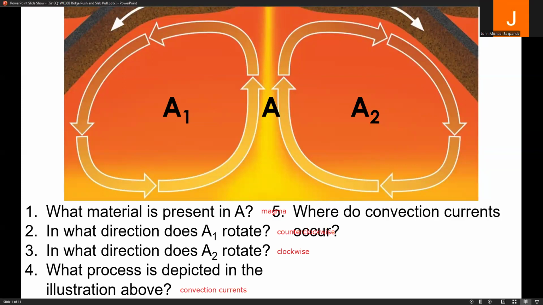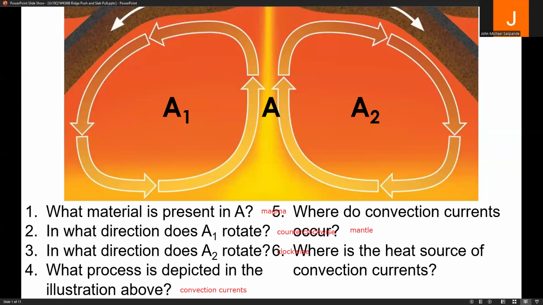Number five, where do convection currents occur? Convection currents occur, as already mentioned multiple times, inside the mantle. Number six, where is the heat source of convection currents? The heat source of convection currents is the layer below it, and that's none other than the core.